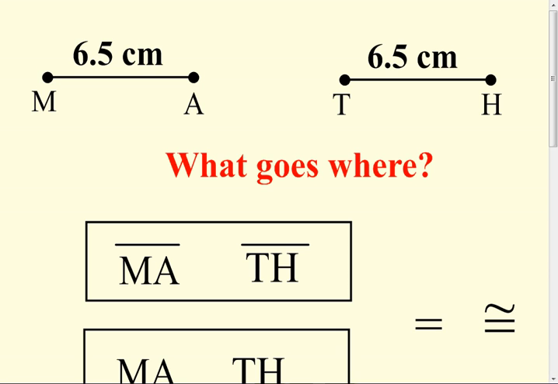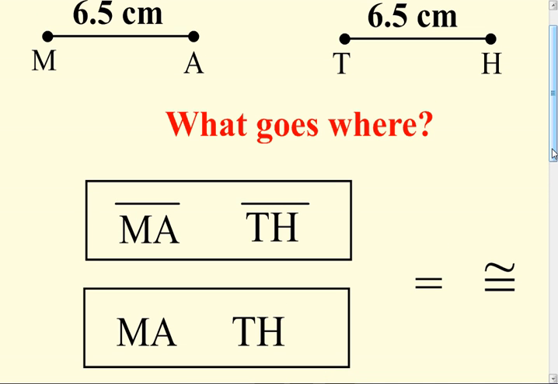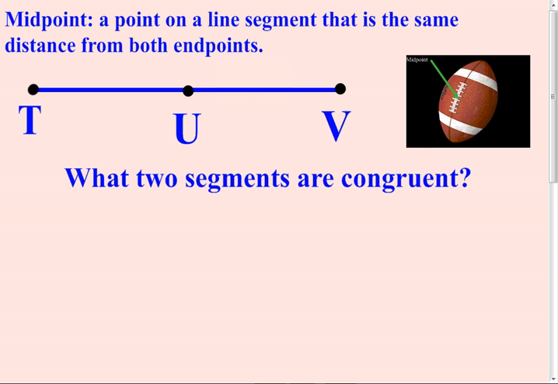Here, these segments have the same length. So what goes where? I have an equals and a congruent. What goes between the MA with the bar and the TH in the bar? What goes with the MA without the bar and the TH without the bar? What goes in this one? Yep, the congruent segment. And then this one goes here. Is that okay? Seems picky, but it's not going to be that picky.